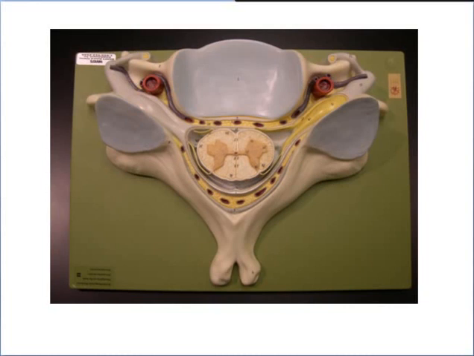Here's a photo of our actual spinal cord model, and you can see this is posterior, you see the bony walls of the spine, and then right in here we have the coverings, the meninges. Right here is the dura mater. On the inside of this layer is another layer called the arachnoid mater. And against the spinal cord itself, this layer right through here is called the pia mater.